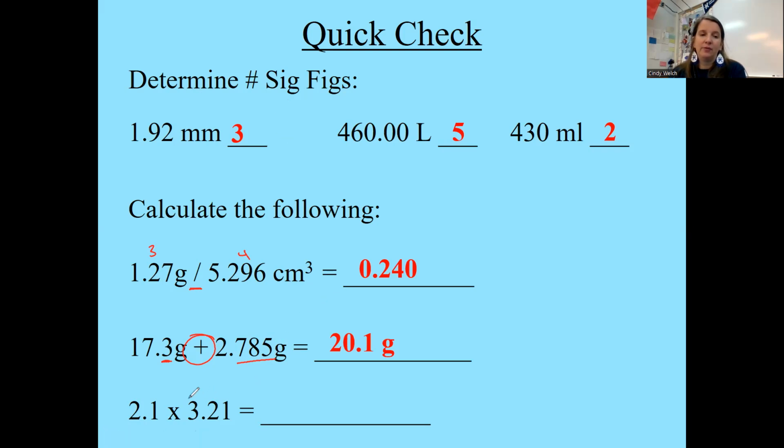And then lastly, we are going to be multiplying. So again, we're looking at whichever value has the fewest amount of sig figs. Our first number has 2 sig figs. This one has 3 sig figs, which means our answer should only have 2 significant figures. And we would round our answer to 6.7.